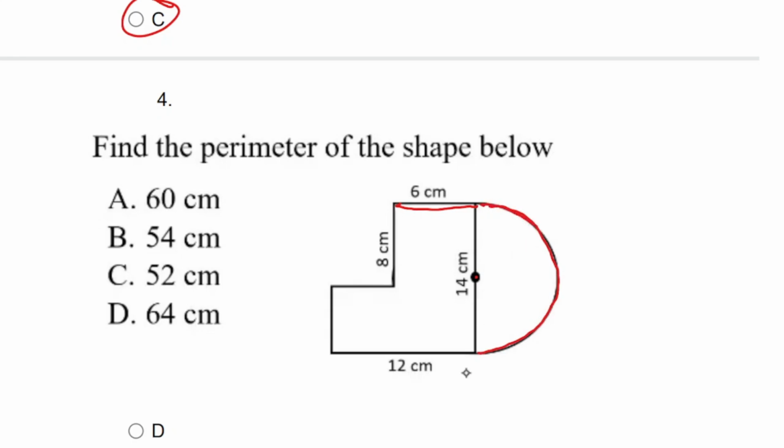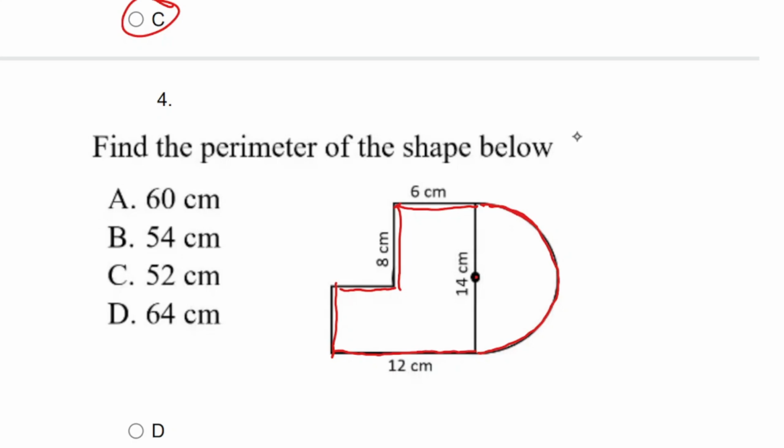We need to calculate it, then add it to this, then add it to this, then add it to the last one. That's all calculated. But the first thing we need to do is to calculate half of the circumference of the circle. Because this is the diameter that is given, 14 centimeters.